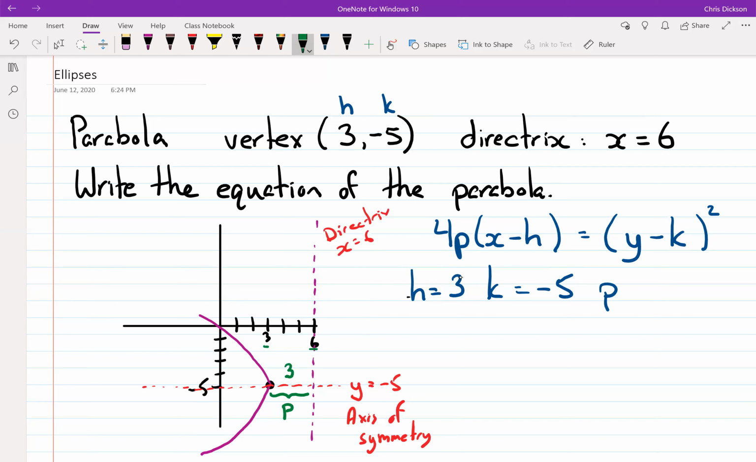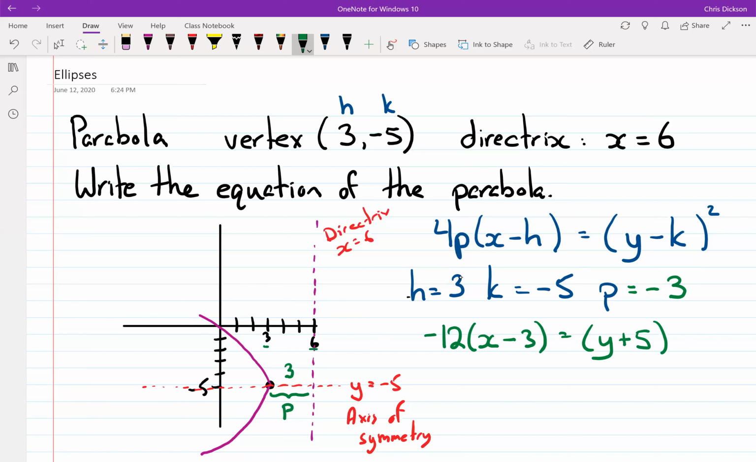So I know the p-value is 3, except notice how it's opening. It's opening to the left. So the p-value will be -3 here. So when I plug that in, I get -12 times (x minus 3), because that's the h value, equals (y minus -5), which is really y plus 5, all squared.